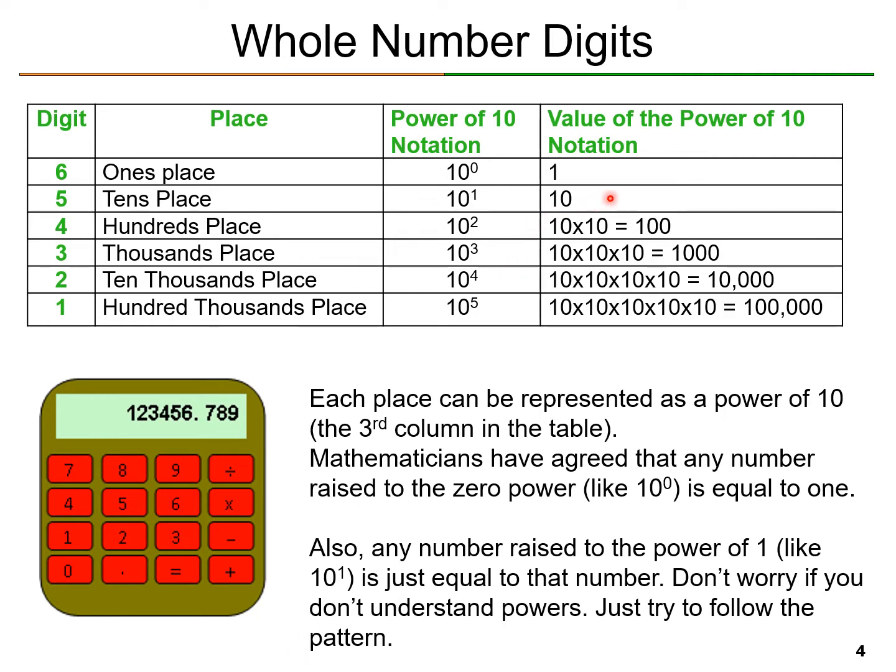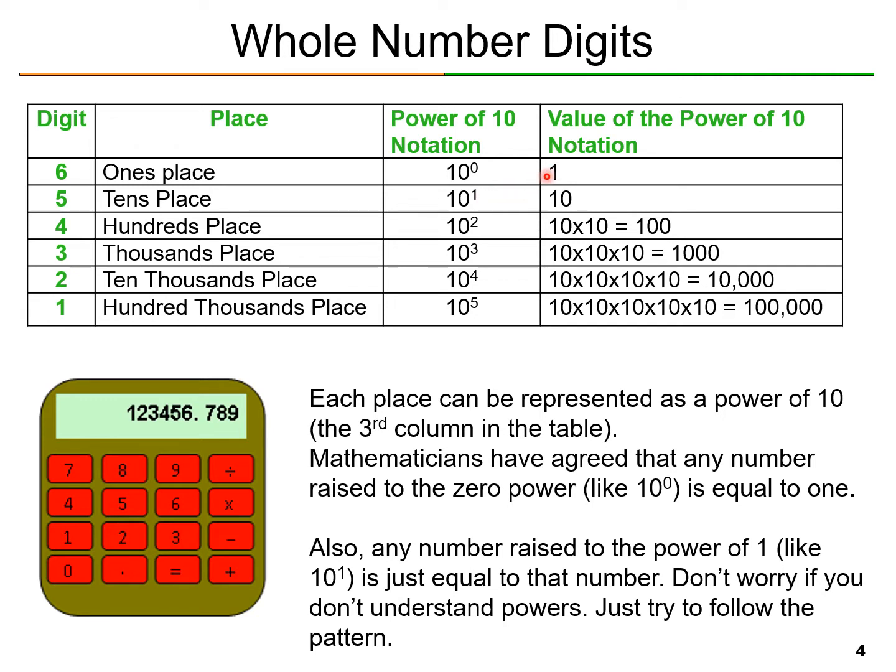Okay, in the tens place, the value of the tens place is 10, or we should say the worth of the tens place is 10. So how do we write that as the power of 10? We write it as 10 with a power of 1, or 10 with an exponent of 1.